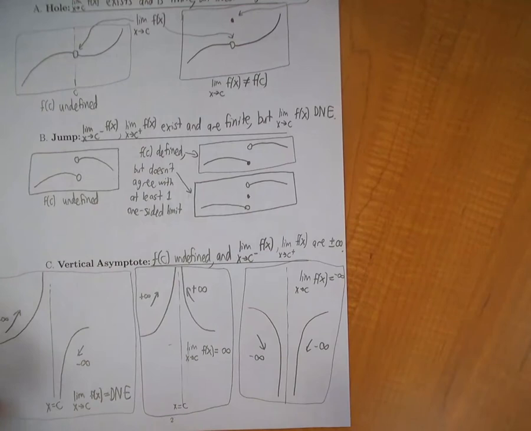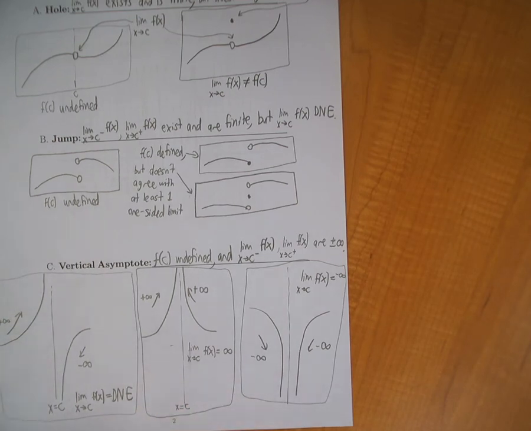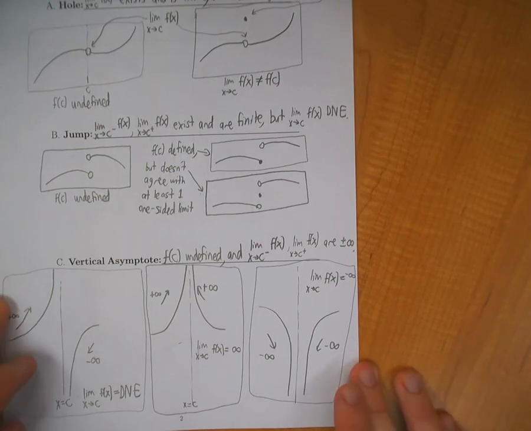Now, there's another similar scenario in which we could have the left-side limit shoot down to negative infinity, but the right-side limit shoots up to positive infinity. But that's just another scenario in which we could get a vertical asymptote. So these are just some examples of how we could obtain a vertical asymptote. Okay? Any questions on that before we move on to our example?